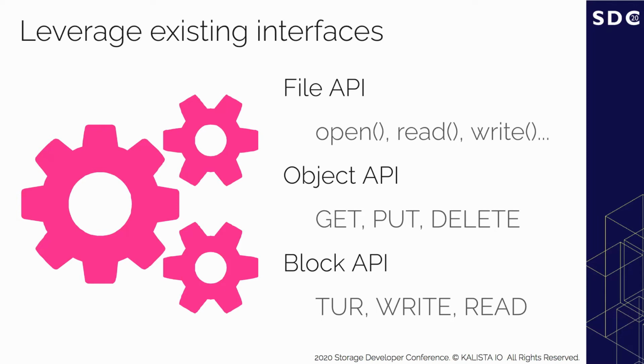Next, we should eliminate the need for application changes. Applications already use well-defined interfaces, such as POSIX API for file access, REST APIs for object access, for example S3, and SCSI for block access. We should leverage these instead of asking users to modify and recompile their applications when using host-managed SMR.